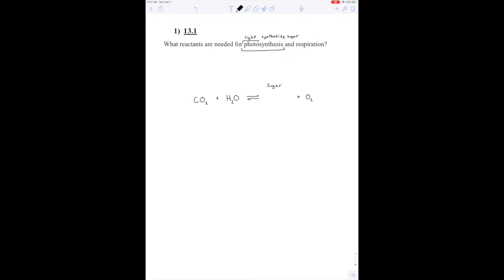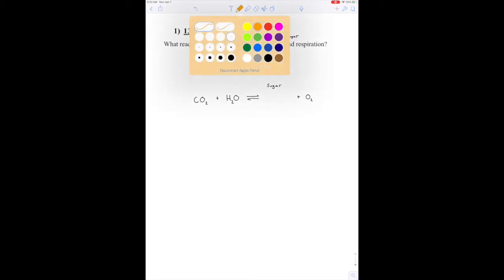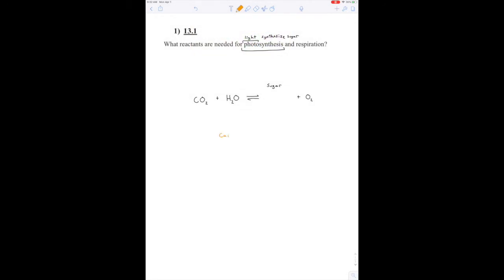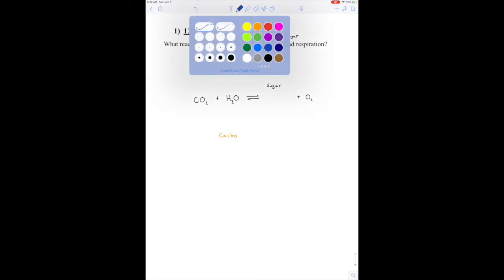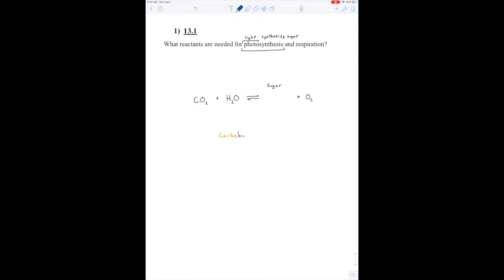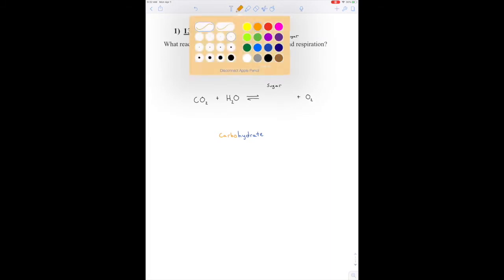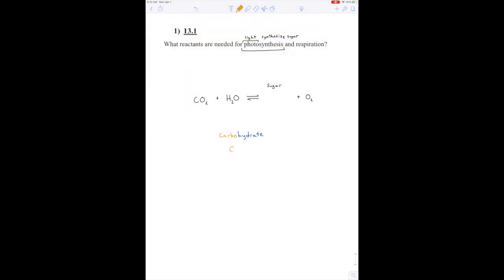Now, sugar. Another word for a sugar is a carbohydrate. That was originally called a carbohydrate because when people were first studying them, they noticed that all the molecules had the ratio of a carbon sticking to a water molecule.